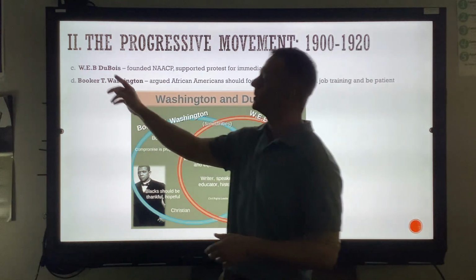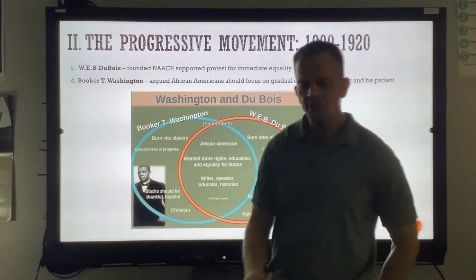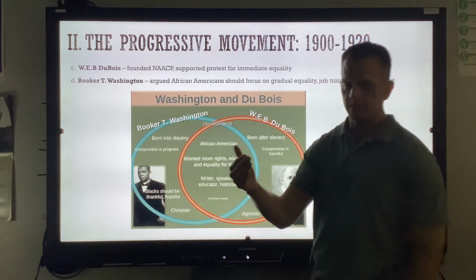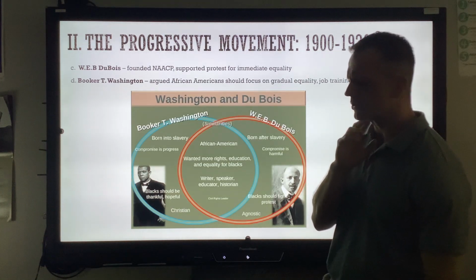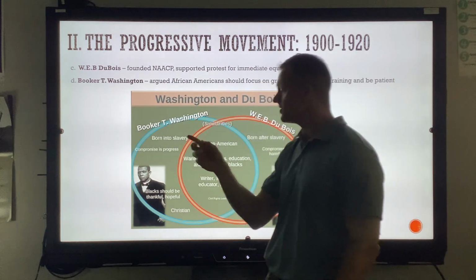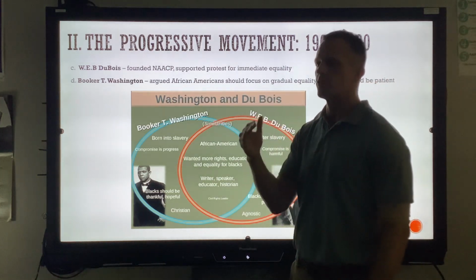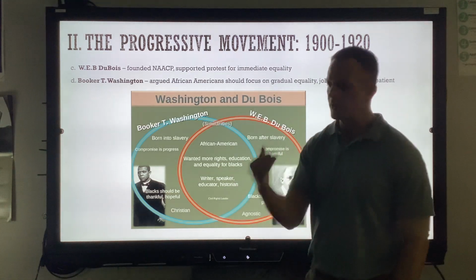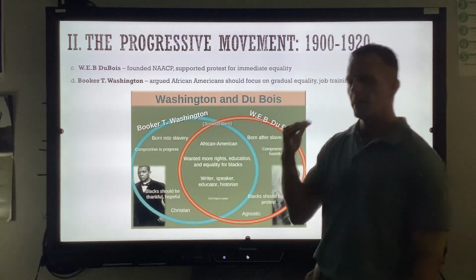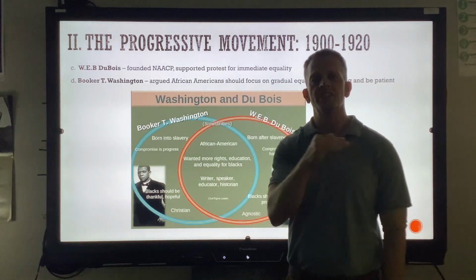But you've got W.E.B. Du Bois. I always tell students, circle him, online NAACP. He's a very educated man, incredibly intelligent. Went to college, I believe it was an Ivy League school, if I'm correct. And he wasn't born into slavery. He was born after slavery. And he has this approach that says we should demand equality now, fight for equality, boycott, strikes, whatever you've got to do, demand equality now, no compromising. In his mind, compromising is giving up.